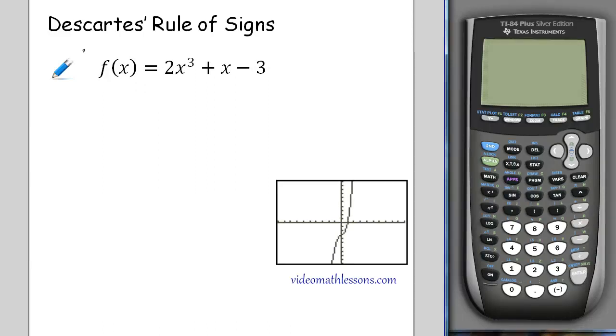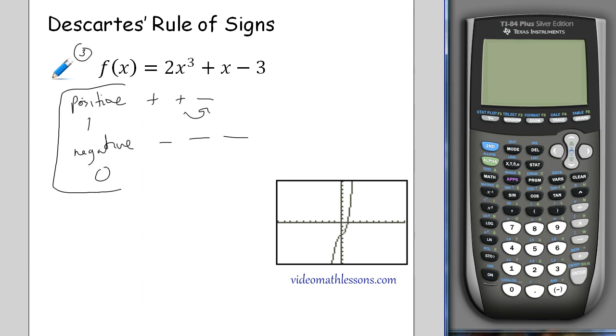Try it again. So I'll do the positive one first. And I don't care. This doesn't have an x squared. It doesn't matter. Just skip it. So positive, positive, negative. 1 change. There is 1 positive root. And actually, I graphed this one. You can see there's 1 positive root. Do the negatives. Negative cubed is negative. Positive times negative is negative. And this one is negative. There are no sign changes. So therefore, it is 0.